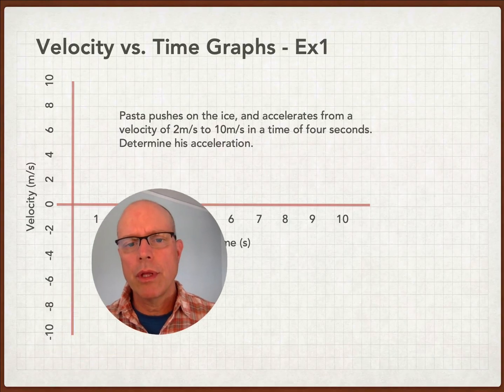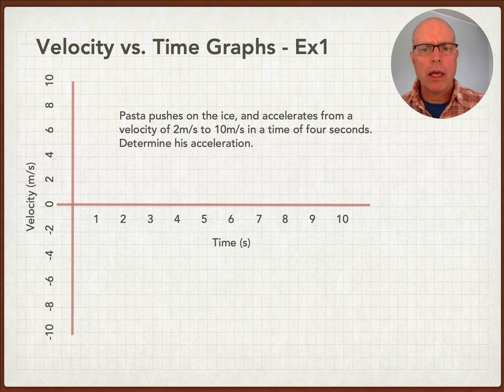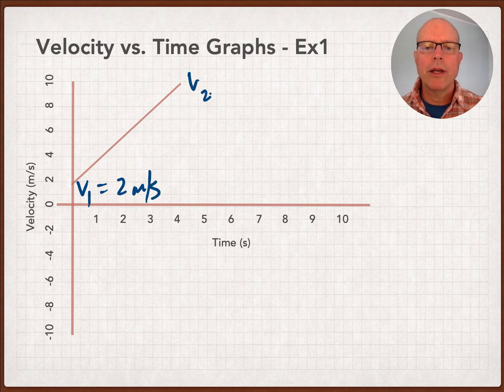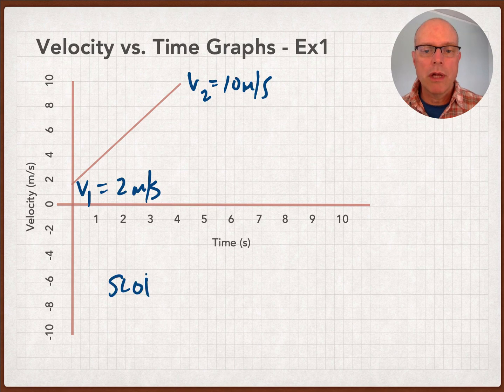So we're going to start off with a straightforward one where a hockey player pushes on the ice, speeds up from 2 meters per second to 10 meters per second, and they ask us to figure out its acceleration. So you'll remember from last time that when we graph a situation like this, we've got a v1 of 2 meters per second. We've got a v2 up here later of 10 meters per second. The way we figure out acceleration is by getting the slope of the line. So slope's easy enough for this one. It's just like we've been doing.